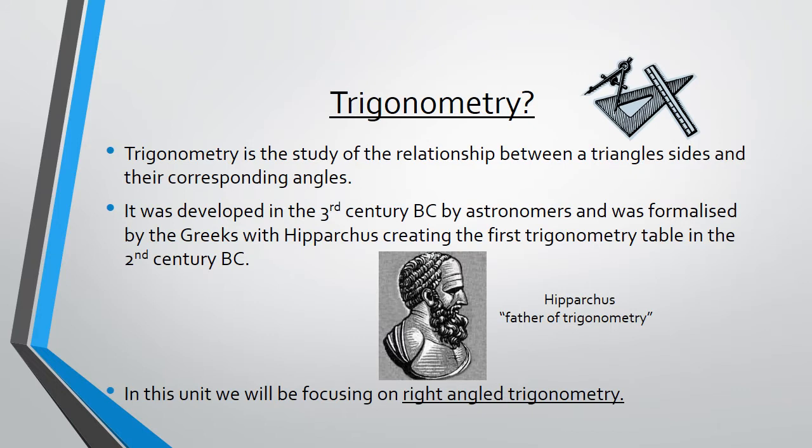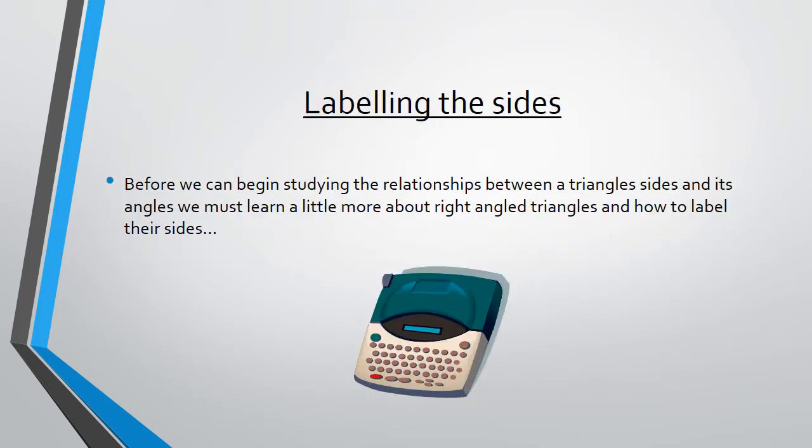In this unit, we'll be focusing on right-angled trigonometry only. Non-right-angled trigonometry does exist, but we will look at that at another time. Labelling the sides. Before we can begin studying the relationship between a triangle's sides and its angles, we must learn a little bit more about right-angled triangles and how to label their sides.